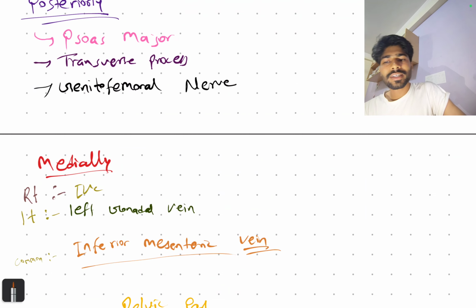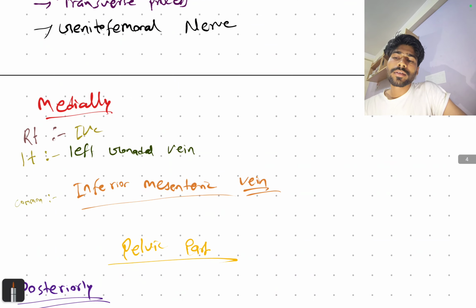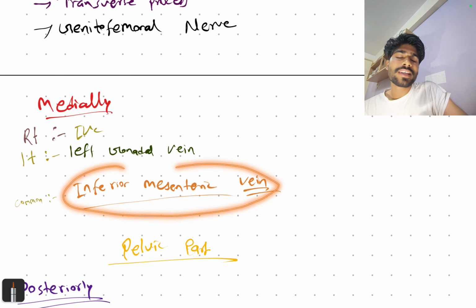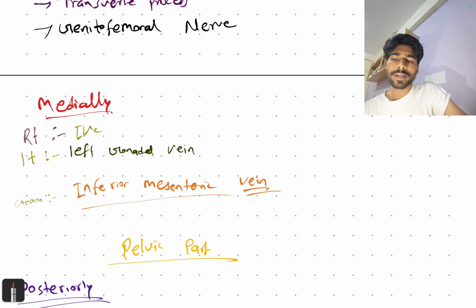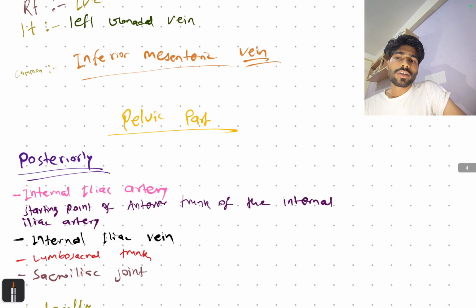Then medially there is the inferior vena cava and the left gonadal vein. The inferior vena cava lies medial to the right ureter, and the left gonadal vein lies medial to the left ureter. And the inferior mesenteric vein is common to both. Now let's talk about the pelvic part.